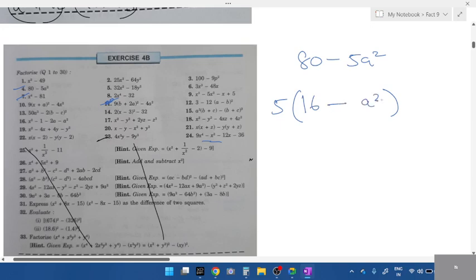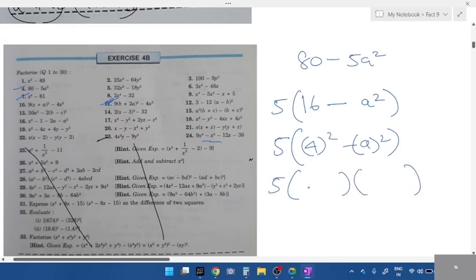Minus, what do you get? A square. Now keep 5 as it is. Just treat it as a separate question. 5 as it is. How can I write 16? Very good, 4 square. Can I write this as a square? Keep 5 as it is. What is (a plus b) into (a minus b)? 5 into (4 plus a) into (4 minus a). This 5, did I move this 5 inside the bracket? No. As it is, students. 5 is common. Take it out. This is how you solve. Is it clear? Take the common value.